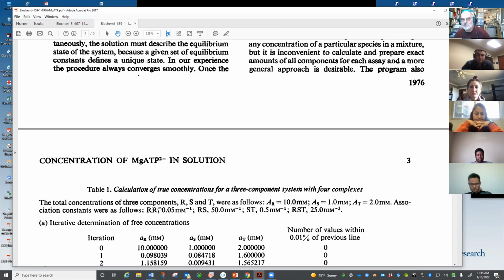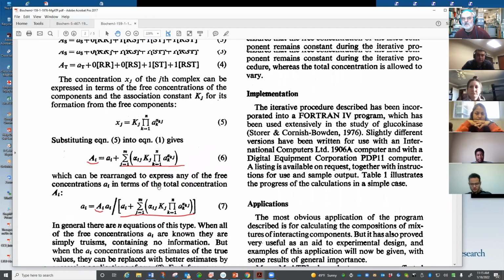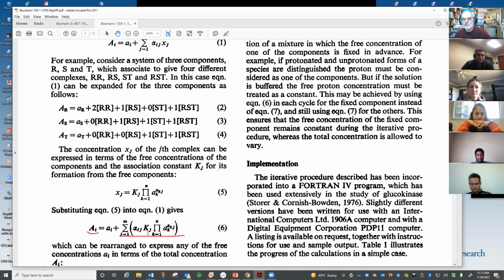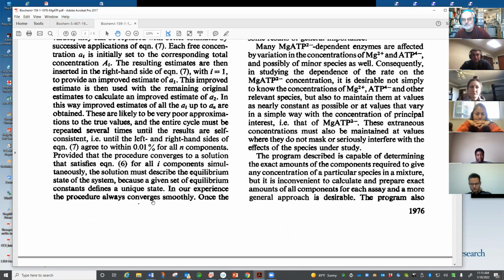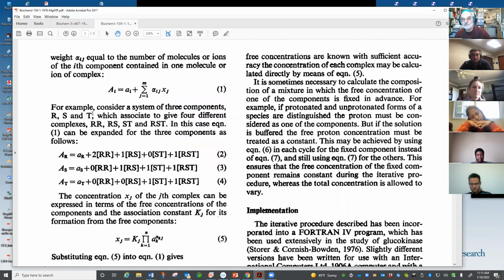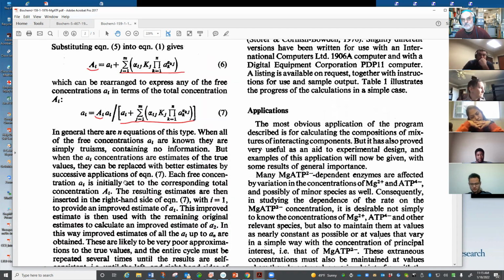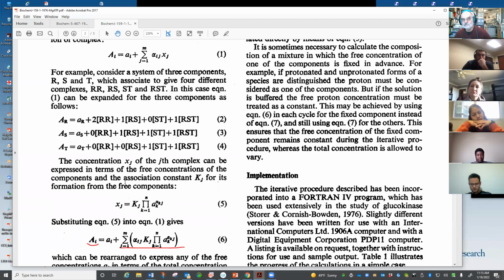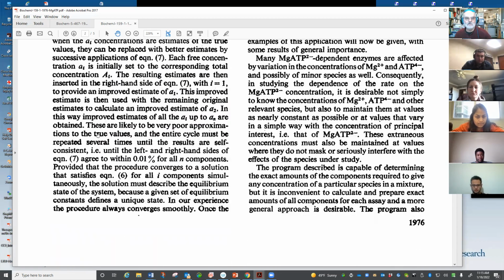So they're constructing a mathematical way of solving multiple equilibria at the same time. And here we're showing 3 components and 4 complexes. It's actually 5 species. It's actually 8 species. I'm sorry. It's 1, 2, 3, 4, 5, 6, 7 species, because it's the 3 free and the 4 complexes.